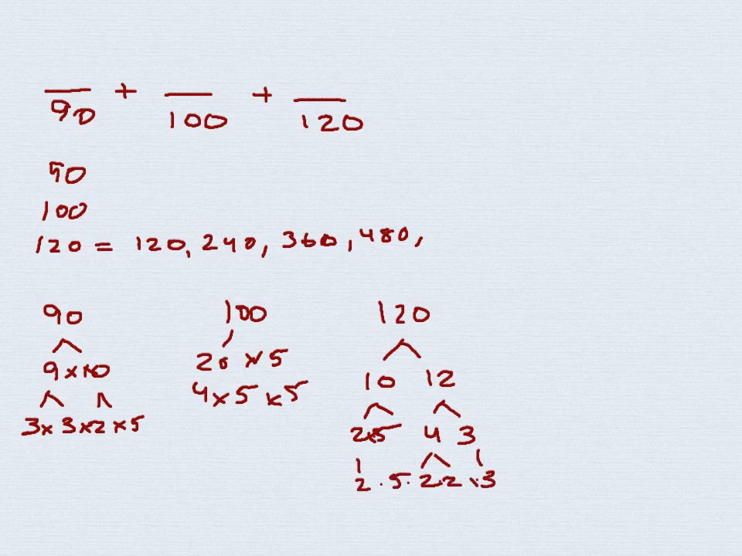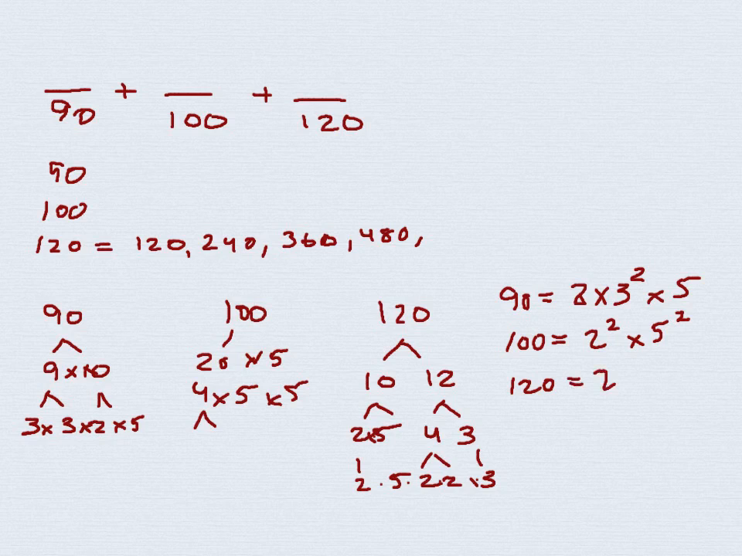Let's make it more organized and more neat. So 90 is 2 times 3 squared times 5. 100 is, oh, I didn't break the 4 down, 2 and 2, which is 2 squared, times 5 squared. And the 120 is 3 factors of 2, so 2 to the third times 3 times 5.